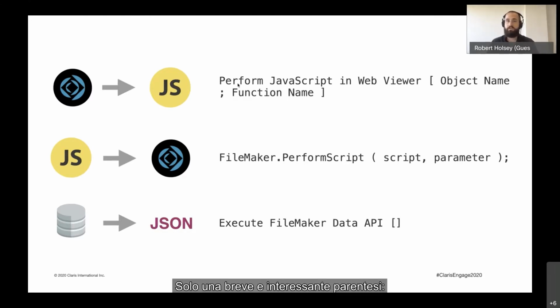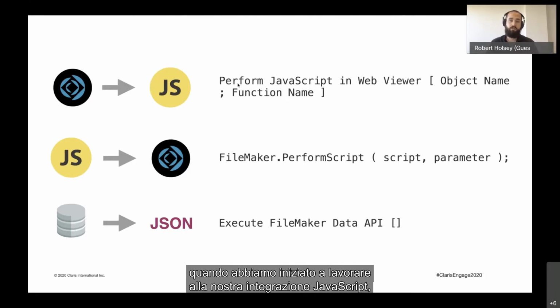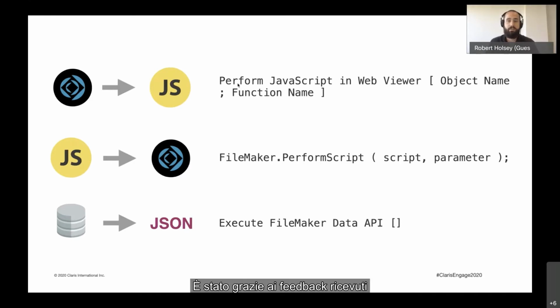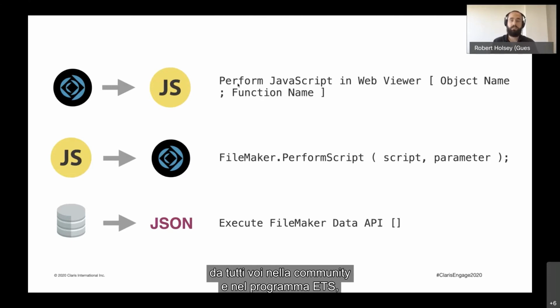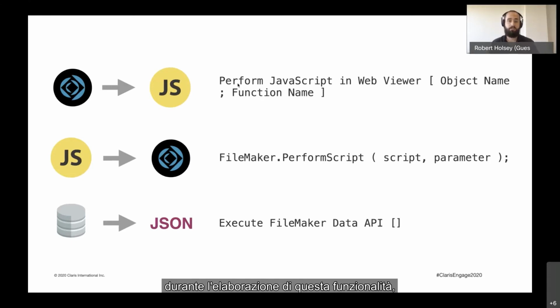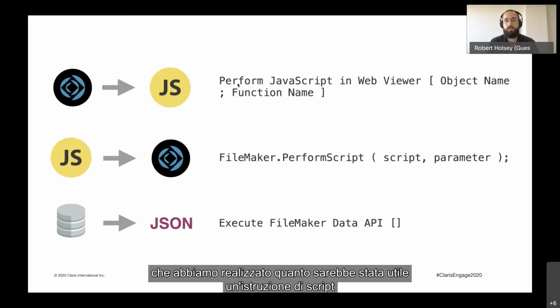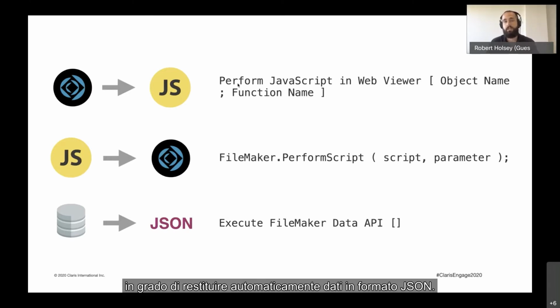Just a quick interesting side note here. When we began working on our JavaScript integration, we didn't first conceive of the data API script step. It was through the feedback we received from all of you in the community in our ETS program, as well as working closely with Geist Interactive as we were building out this functionality, that we realized how helpful a script step like this would be to automatically return that JSON.